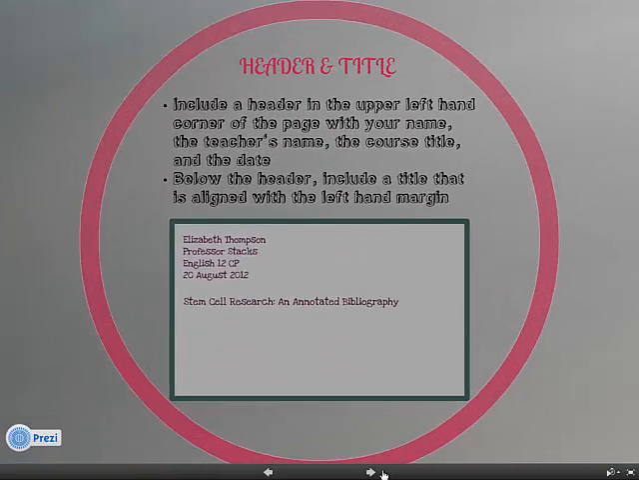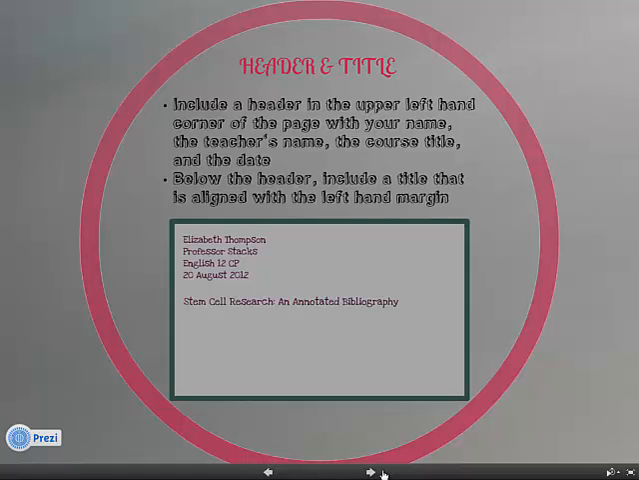So the first thing you need for your annotated bibliography is a header and a title in the upper left-hand corner of your paper. The header is going to include your name, the teacher's name, the course title, which will be either English 12 CP or English 10 CP, and then the date.